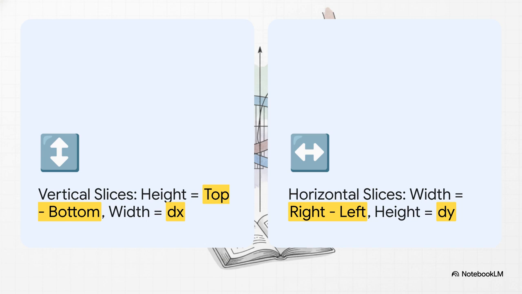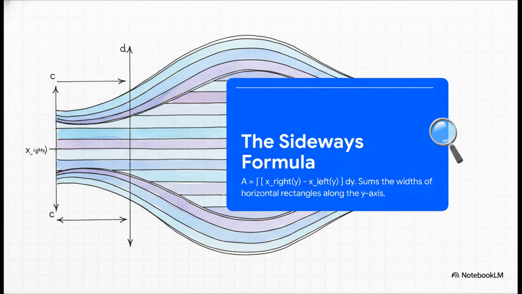With a horizontal slice, its height is now a tiny little change in y, so we call it dy. And its width, well, now that's determined by the function on the right minus the function on the left. And this gives us our second big formula. Notice what's different. We're integrating with respect to y, so it's a dy at the end. Our limits of integration, c and d, are going to be y values. And to get a positive width for our rectangle, we always do the right function minus the left function.